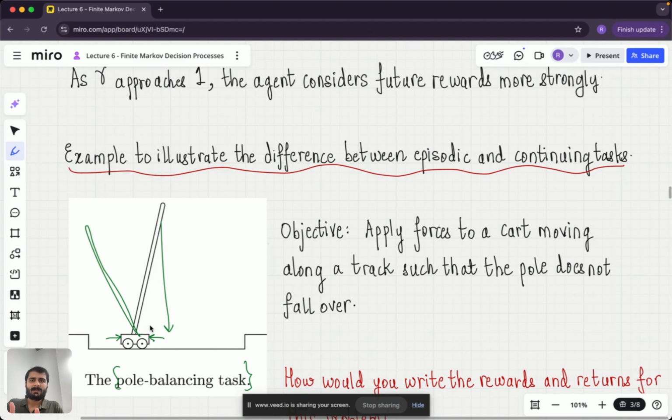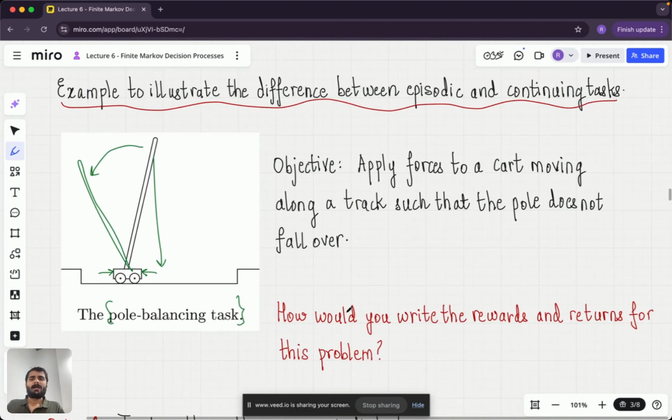So if I move it a bit front, then the pole will go back like this. So again, I have to push it in the backward direction. Then again, I have to push it in the forward direction. So intuitively, I can see that there is some kind of oscillatory motion in which I need to move the cart so as to keep the pole stable in the upright position. But the question which I want to ask all of you is that, given this problem statement, how would you write the rewards and returns for this problem?